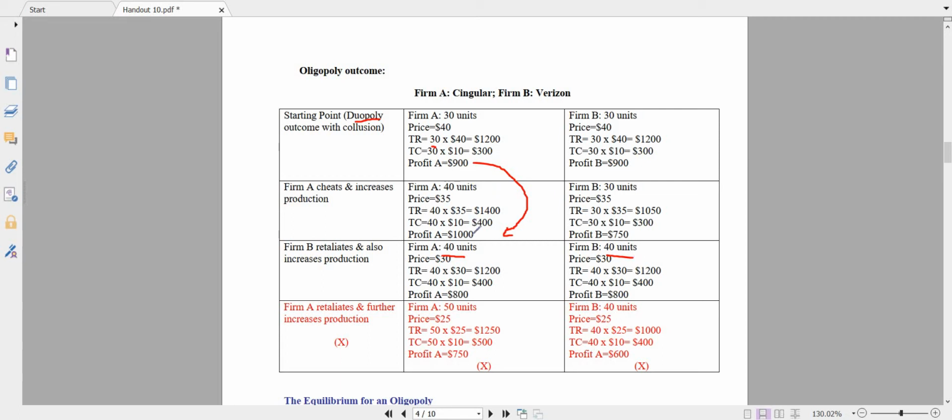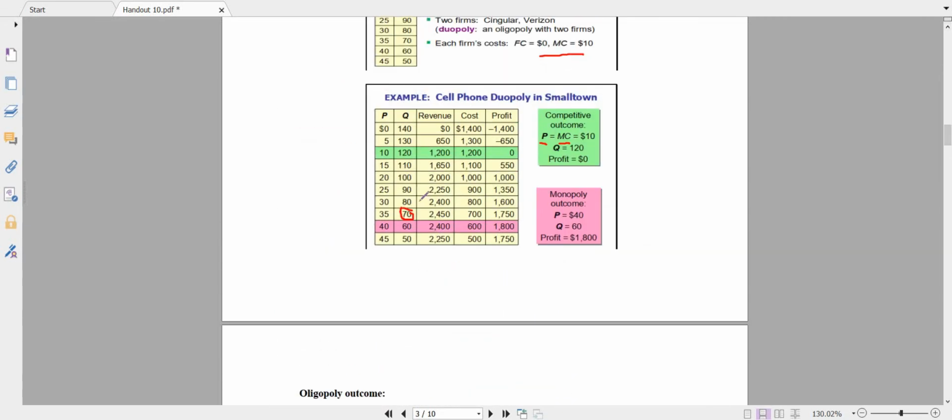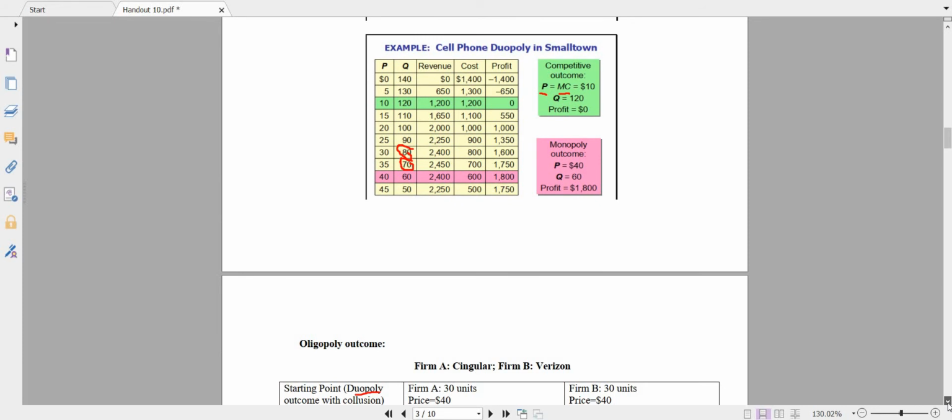So if firm A has increased production, firm B increases its production. You can see that the market production is now 80 units. Now going back to the table, you can read from the table that when the market production is 80, market price falls to 30. So this is going to affect the profits for both the firms.